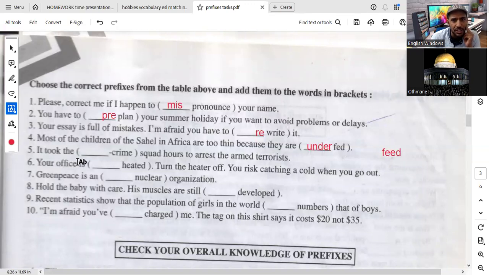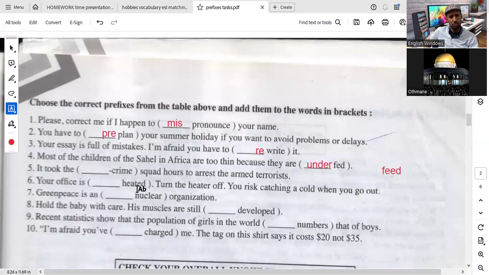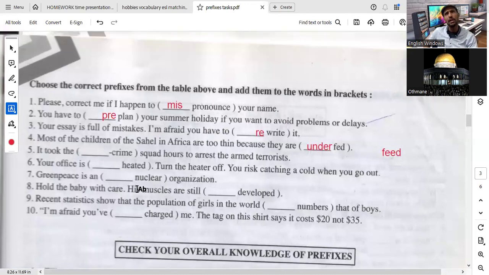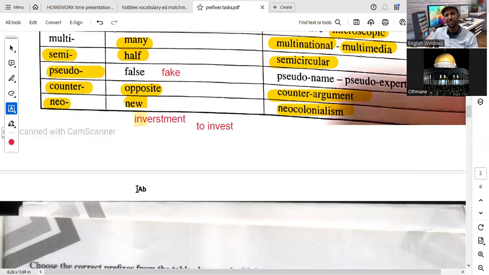Number 5, it took the crime squad hours to arrest the armed terrorists. You know what it means, a squad? Police squad. هذه فرقة نقولوا ديال البوليس وكذا. Yeah, squad. Pseudo crime. What is it? Pseudo? Why pseudo? No. Pseudo doesn't make sense. المطلوب اللي كنقولوا في الإعلام كنقولوا فرقة مكافحة الجريمة.